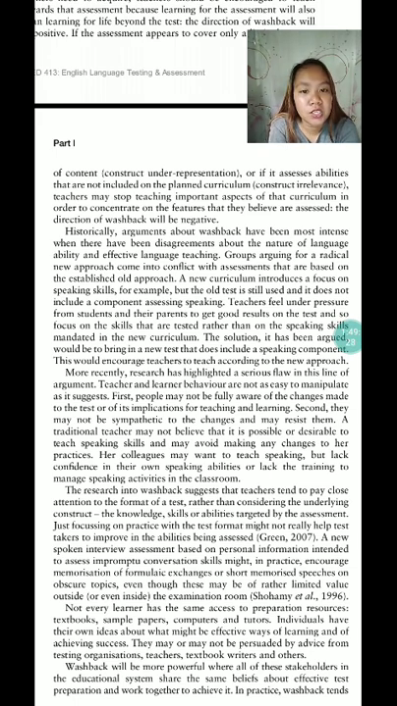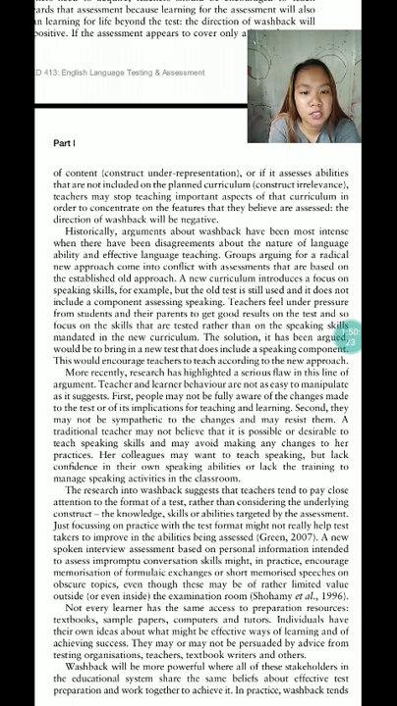More recently, research has highlighted a serious flaw in this line of argument. Teachers' or learners' behavior is not as easy to manipulate as it suggests. First, people may not be fully aware of the changes made, may not be sympathetic to the changes, and may resist them. A traditional teacher may not believe that it is possible or desirable to teach speaking skills and may avoid making any changes to her practices. Her colleagues may want to teach speaking but lack the skills to manage speaking activities in the classroom.